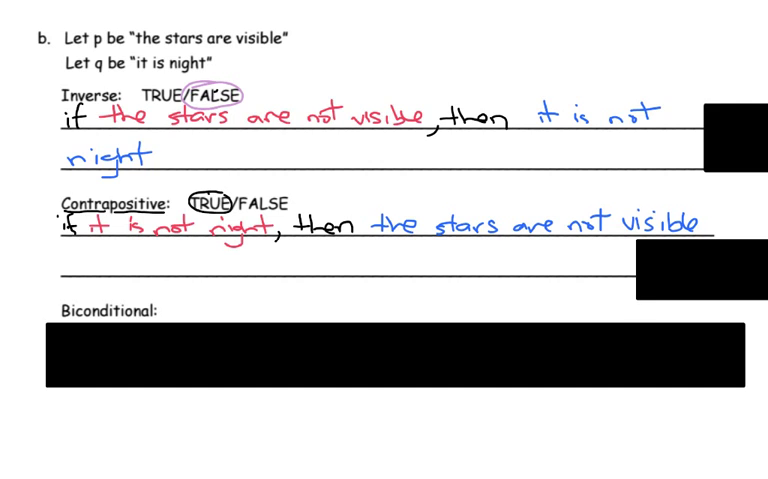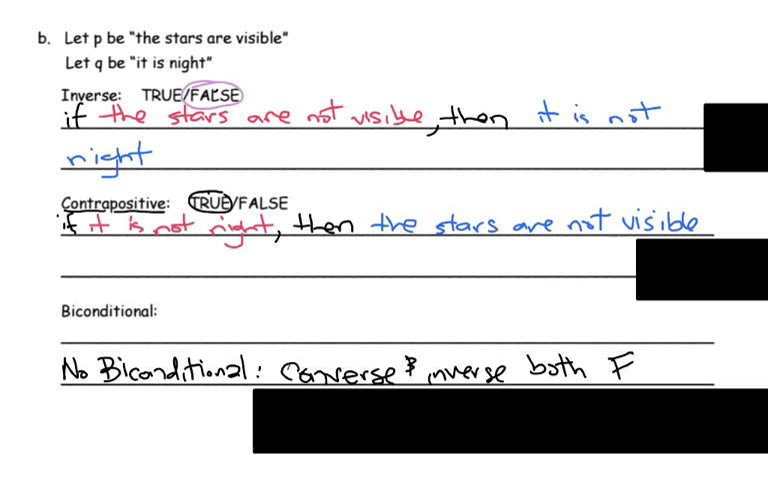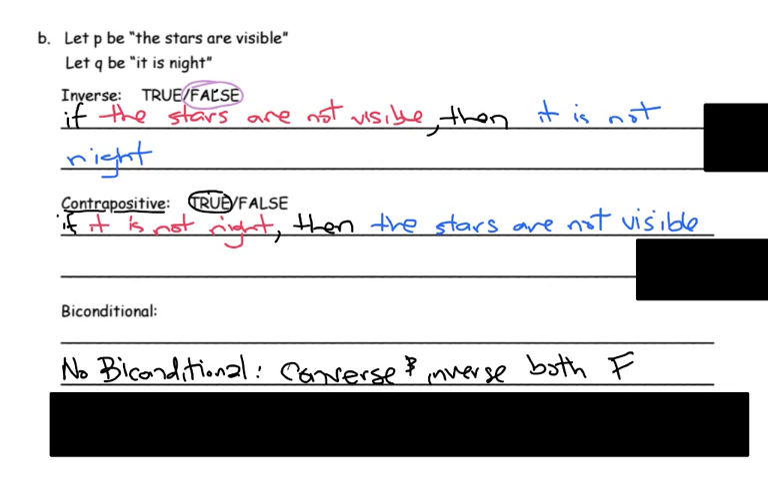Now, again, remember biconditional, look back at your converse if you need to. We already can see that the inverse is false. So if the converse is false, then we already know what our answer is going to be. And it is, no biconditional can be written because the converse and the inverse are both false.